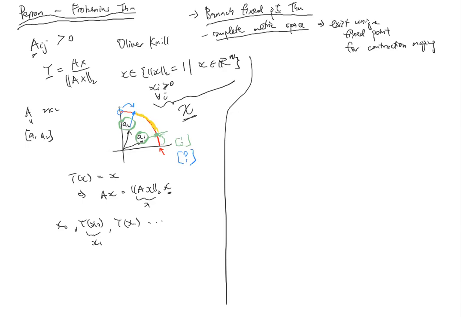So that's one thing I didn't emphasize earlier. Actually, I think I omitted that. For the Perron-Frobenius theorem, not just is the eigenvector non-negative, it is actually positive. So all the elements have to be bigger than zero.